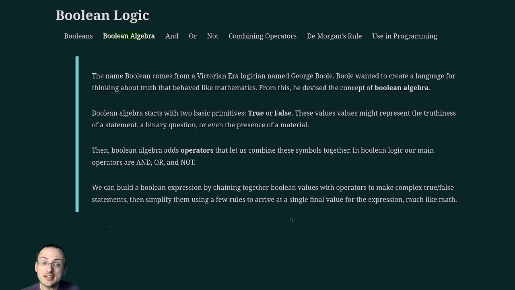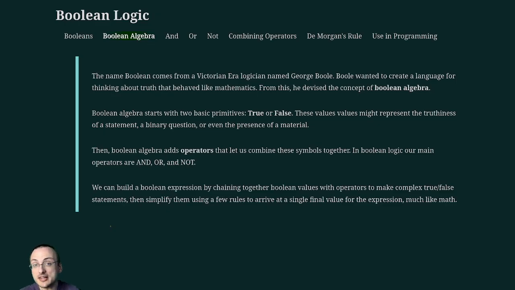In Boolean algebra, we start with two basic values, true or false. These values might represent the truthiness of a statement. That's what he had envisioned. A statement like the sky is blue evaluates to true. And his thinking was that this would be operating on premises like that.